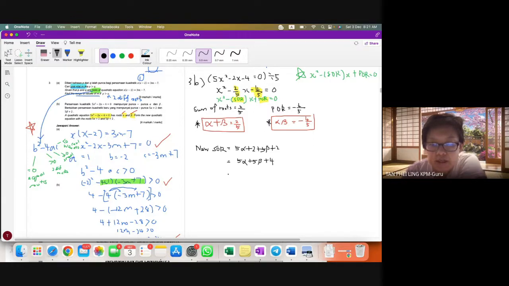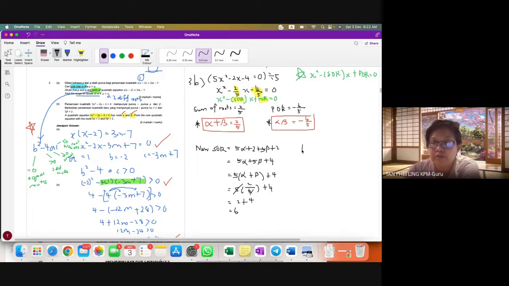Then we factorize out the 5, alpha plus beta, and then plus 4. So why is it 5 alpha plus beta? Because they are multiplied by 5, and then we have the 2 over 5 for us to make use of. And then plus 4. Is that okay? So far so good? Which means you are now making use of the info that you found on top. So now you can take 5 and 5, and then you are left with 2 plus 4. The answer will be 6. So this is the new SOR.